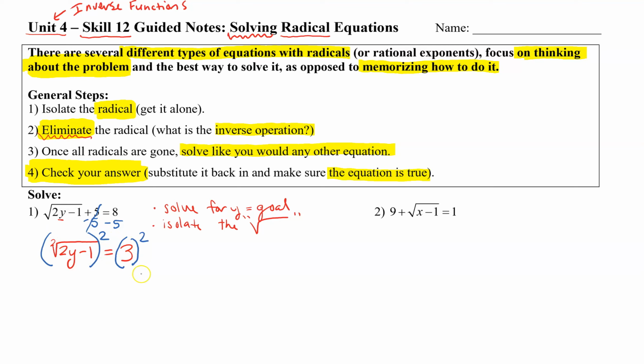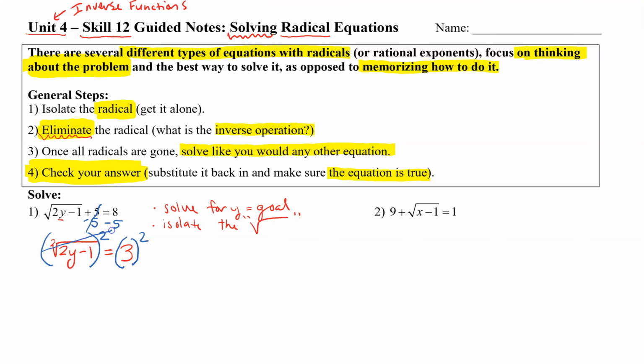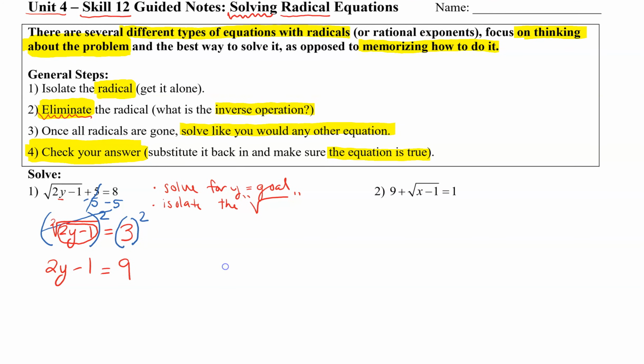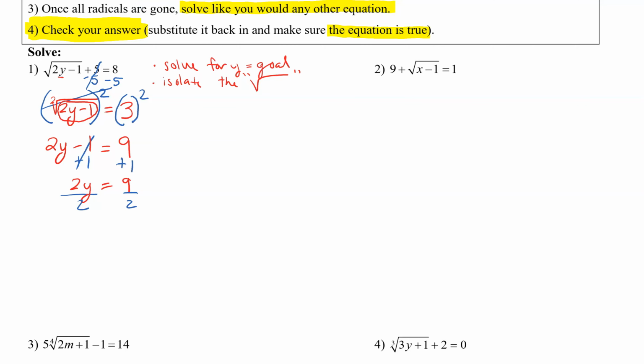Whatever you do to the left side, you have to do to the right side to maintain equality. Since those are inverse functions, the square and the square root will cancel out. So on the left side, I will just have whatever was underneath the radical. The input basically is what I have left. And then on the right side, I square the 3 and I get 9. Now from here, you can see this is just a regular two-step linear equation, and we will just solve that like normal. So basically now I'm trying to simply isolate the y. So I added the 1 to both sides, and then I will go ahead and divide the 2 from both sides as well to fully isolate the y.